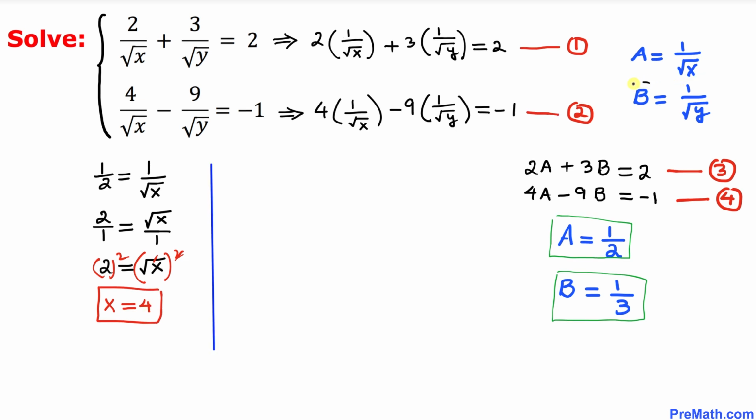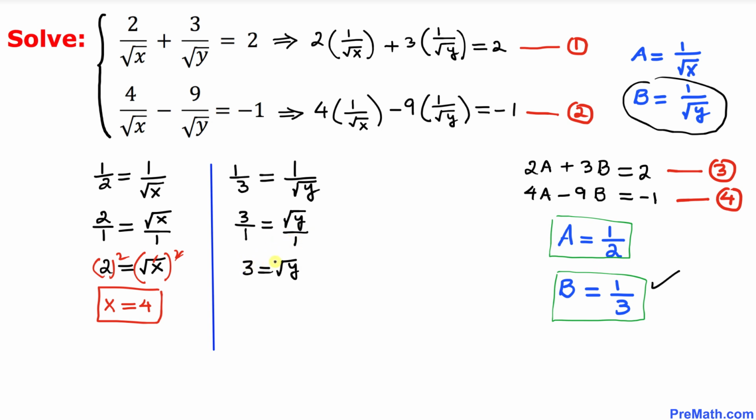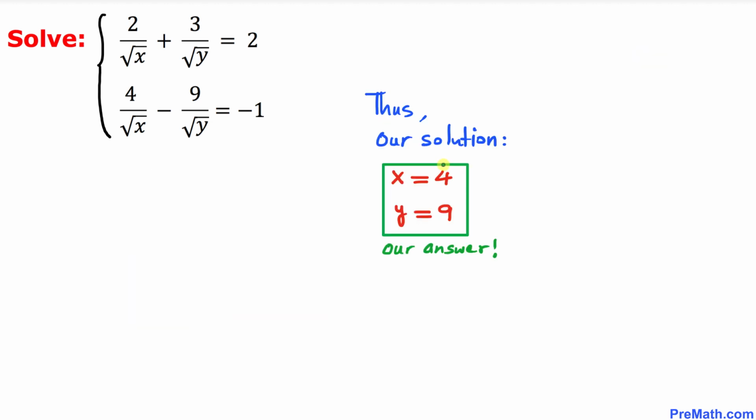And we also know that b equals 1 over square root of y. Now I'm going to replace b by 1 over 3. So I can write 1 over 3 equals 1 over square root of y. Let's flip both sides over. So this could be written as 3 over 1 equals square root of y divided by 1. Let's take the square on both sides. So that means our y value turns out to be 9. So thus our solution turns out to be x equals 4 and y equals 9. And that's our final answer.